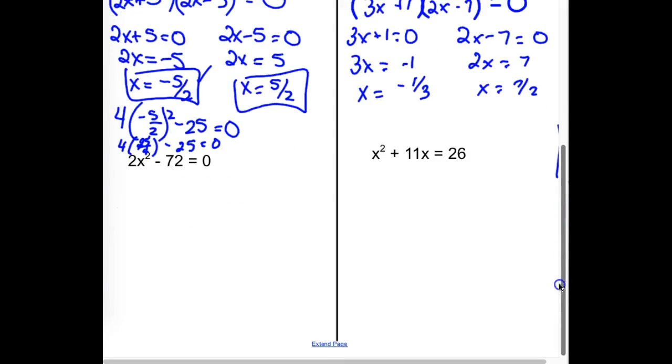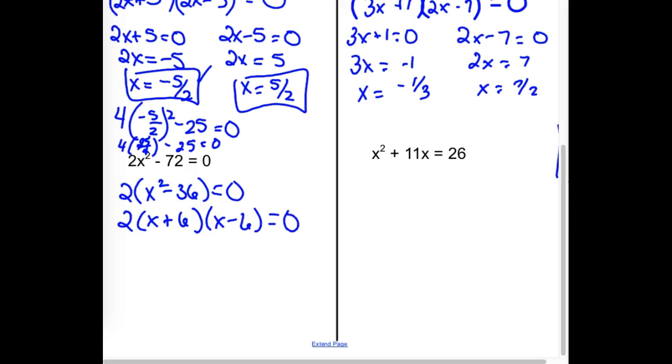All right, our next one. How did you factor that? You took a 2 out. Okay, what's left? Once we've taken that 2 out, what do we do with the x squared minus 36? It's another difference of squares, so, all right. Okay, double check that you still are putting those equal zeros in there.